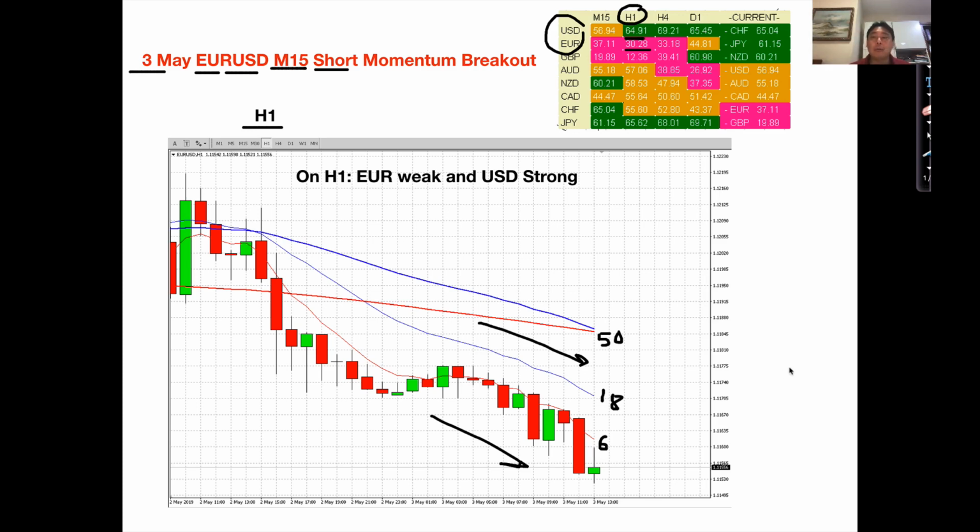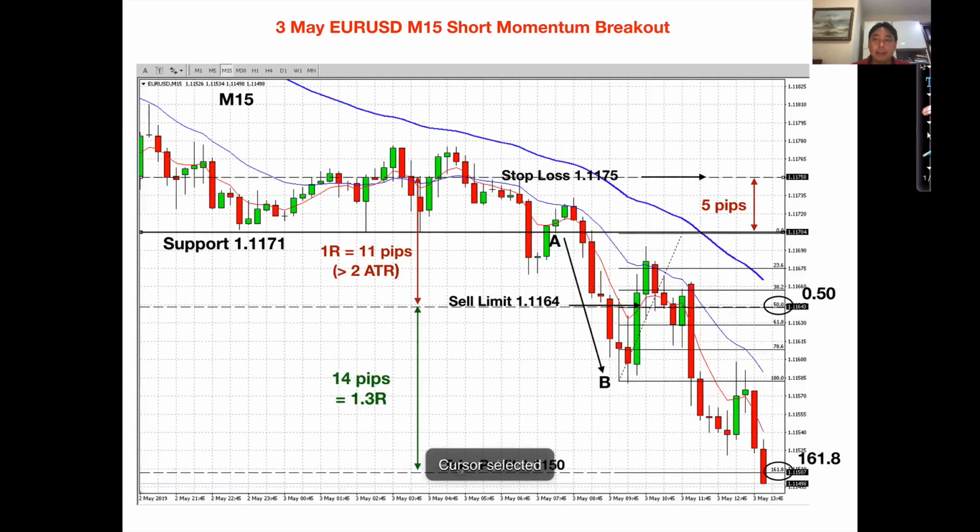Then we drill down to the actual lower time frame on M15. So we've got Euro USD, M15, and again, we are looking for a break retracement. In this case, this was a very classic setup. By the time I saw it, it was already somewhere here, going down.